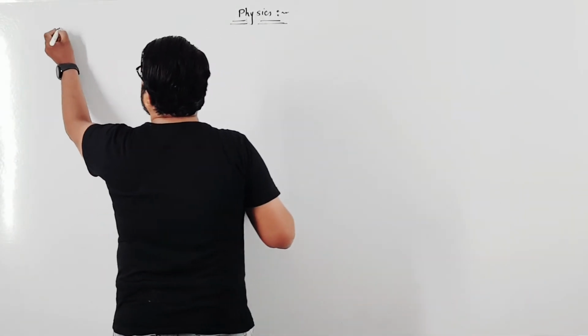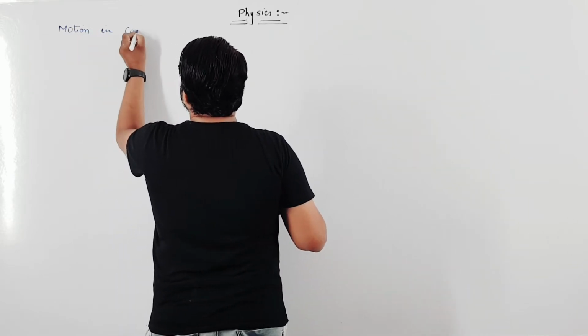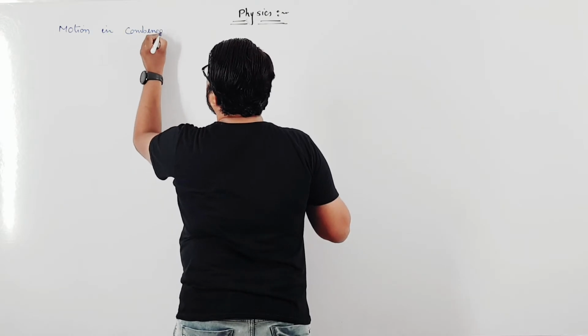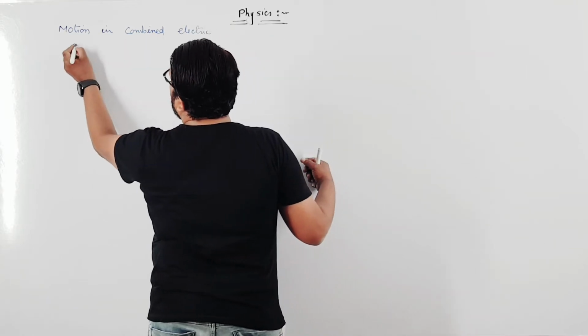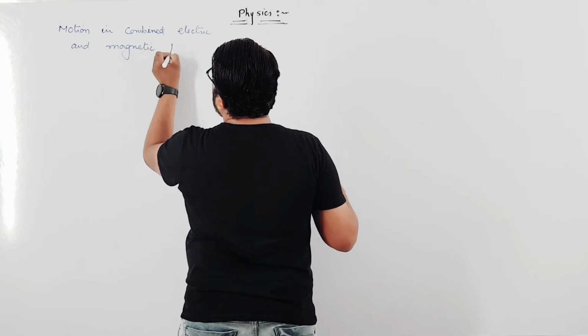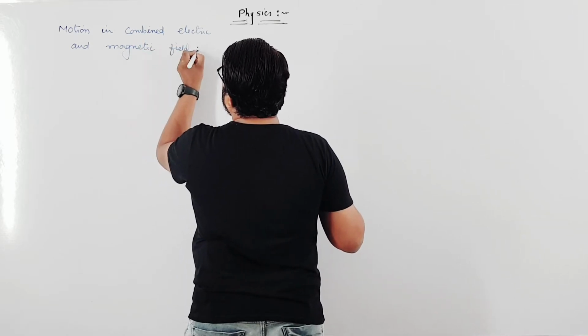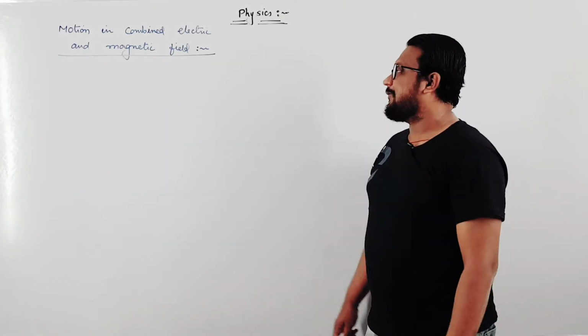Then we'll solve a few examples based on the topic which we discussed in the last video lecture, and then we'll discuss the cyclotron. So the first topic for this video lecture is motion in combined electric and magnetic field. Motion in combined electric and magnetic field.